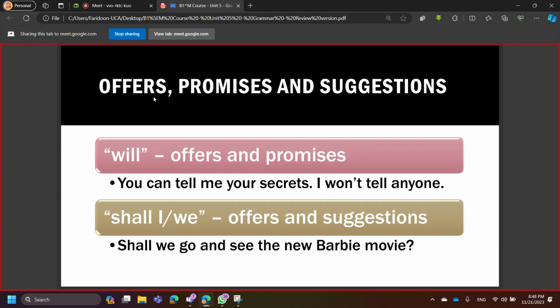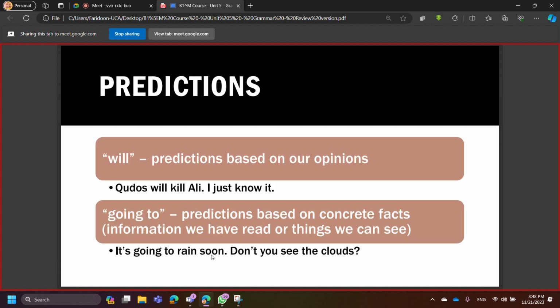Okay, so what about offers, promises, and suggestions? So we use will to make offers and to make promises. For instance, you can tell me your secrets, I won't tell anyone. This is not an offer actually. In here, this is more of a promise. But what about shall I or shall we? You can say shall I or shall we in questions, of course, to make offers or to make suggestions. For instance, shall we go and see the new Barbie movie? This is a suggestion that you can make to your friend, for instance.